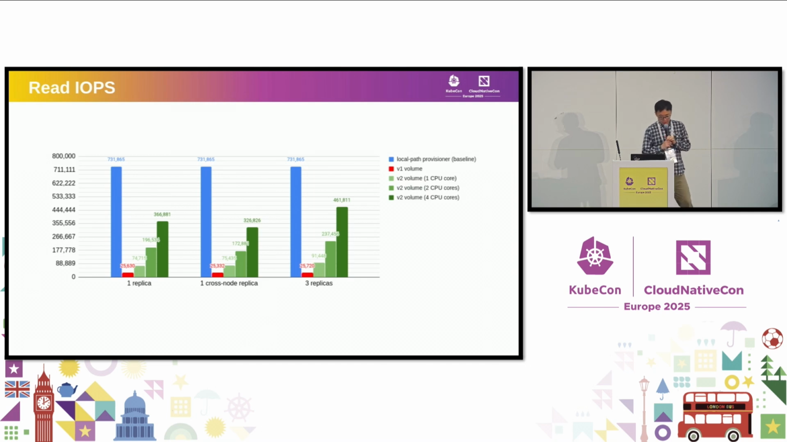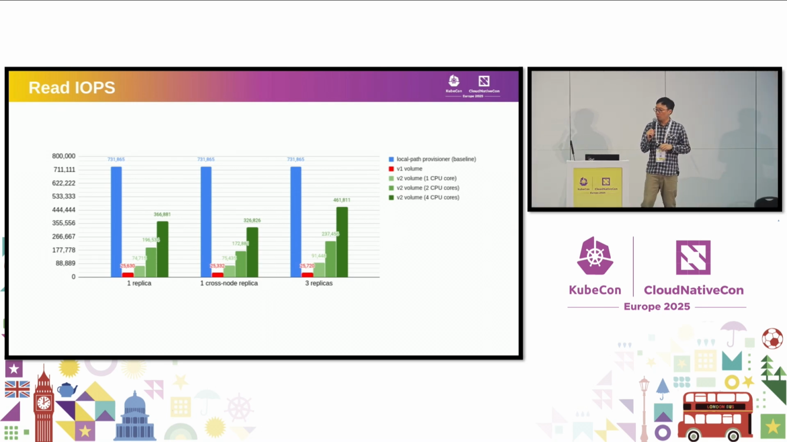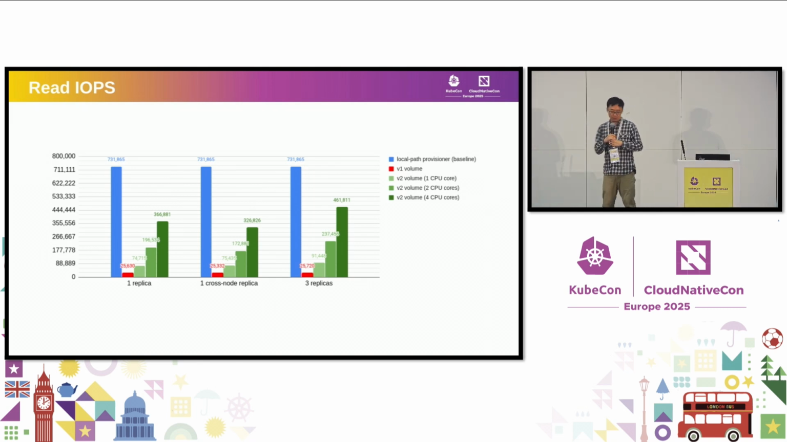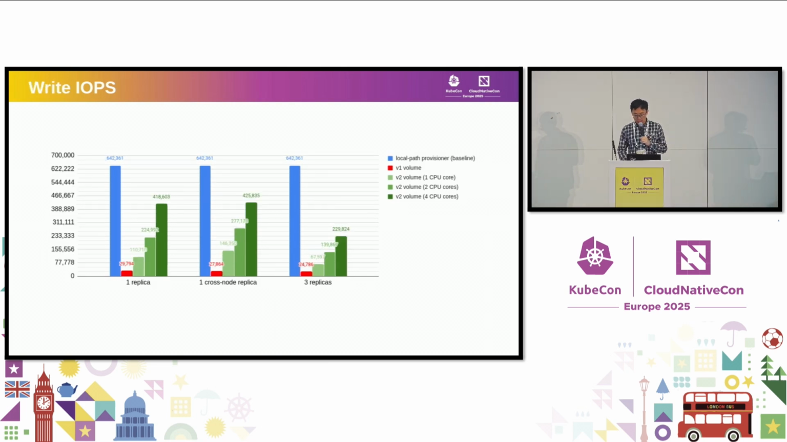Okay, so looking at the benchmark, this is IOPS. The blue bar is the local path provisioner, to understand the raw performance. The red one is V1 volumes. The green one is V2 volumes. Along with your increased number of CPUs, you will better understand that V2 performance is getting better. But of course, there's a penalty between the raw disk and the distributed block system, right? But it's getting better than V1. Right, IOPS is the same. You're getting more performance gain compared with V1.